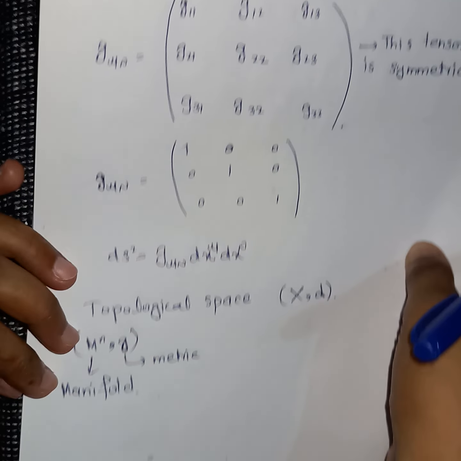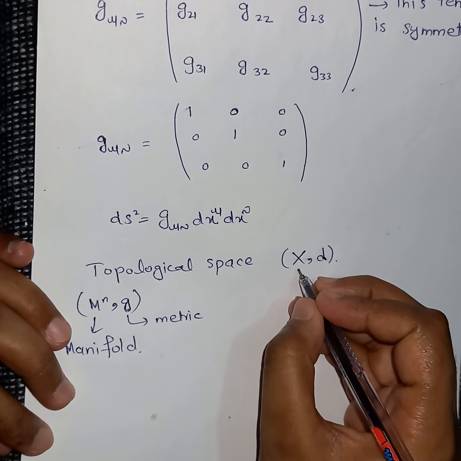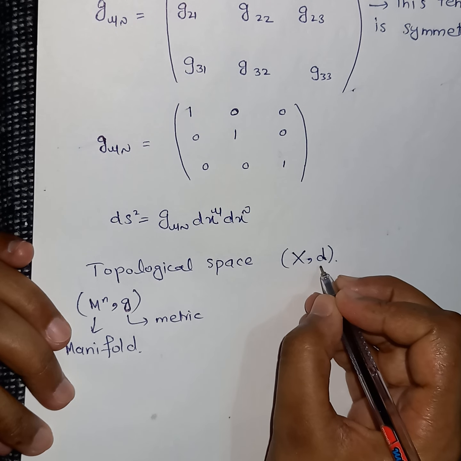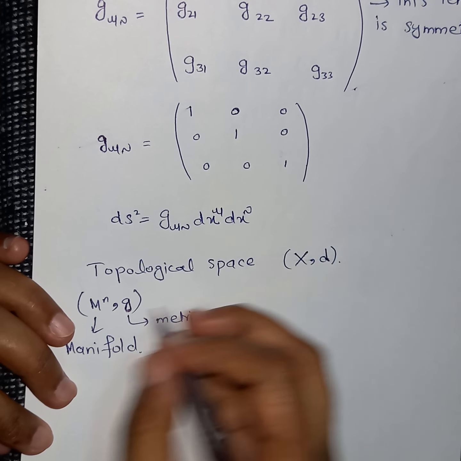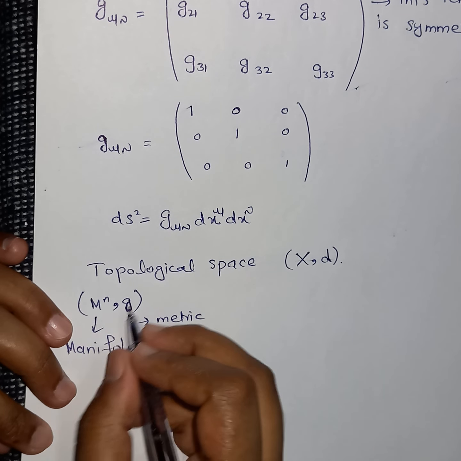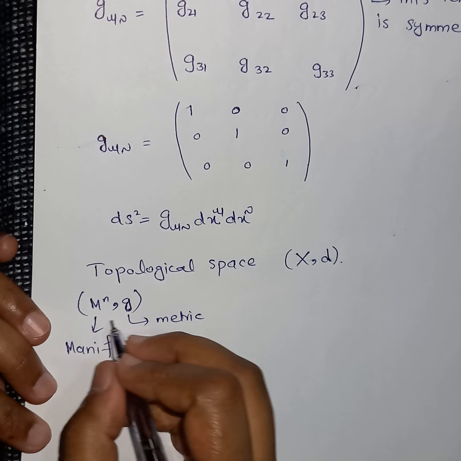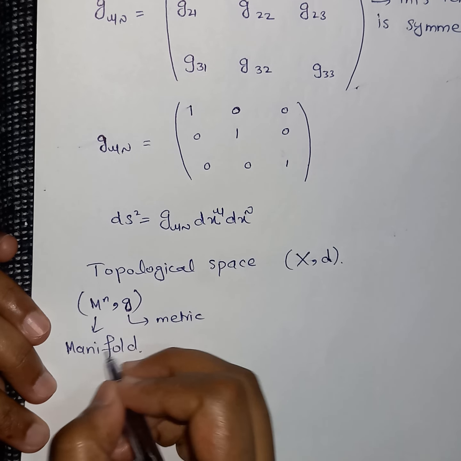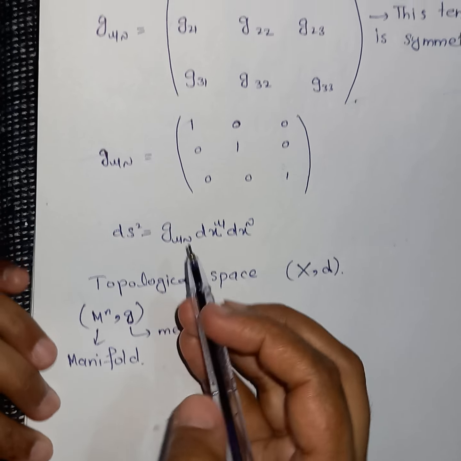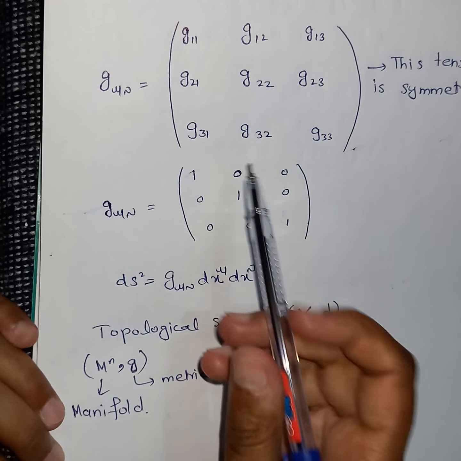Now students, we know that in topological space we have a set x and a metric d associated with that set. In a similar manner, here we have a metric space where Mn is a manifold and G is a metric, or you can say the Riemann metric tensor.